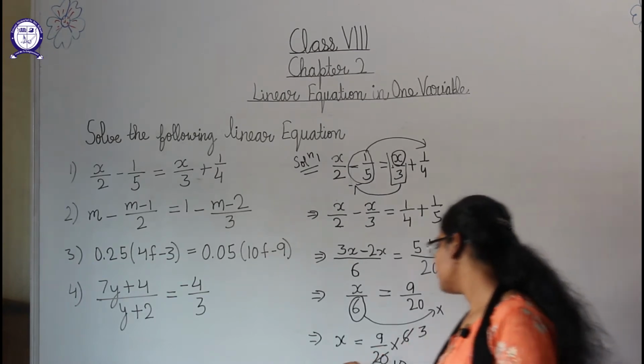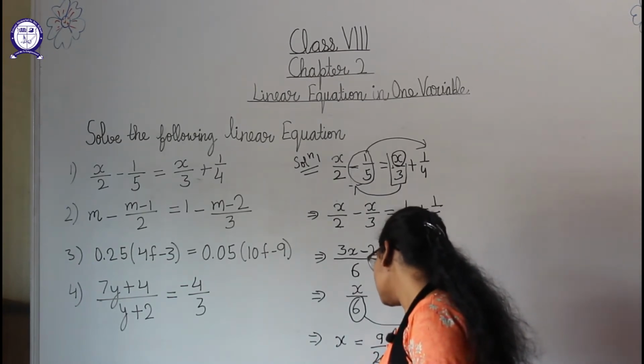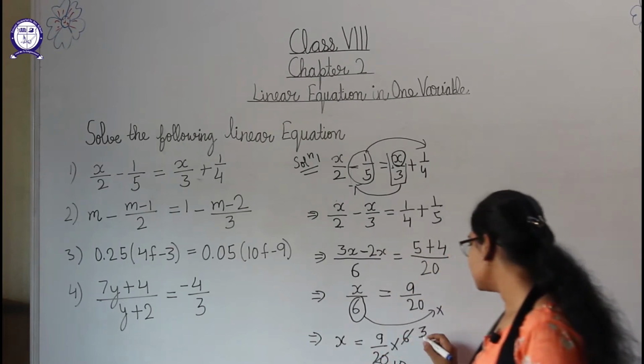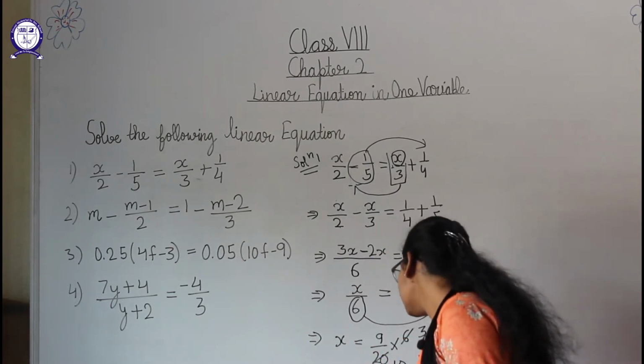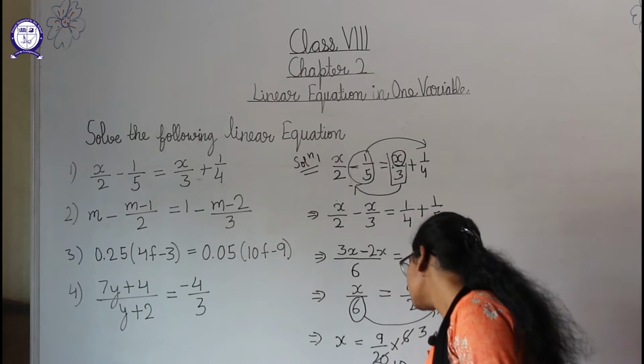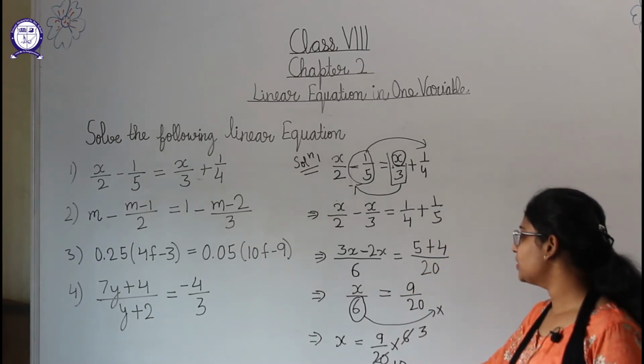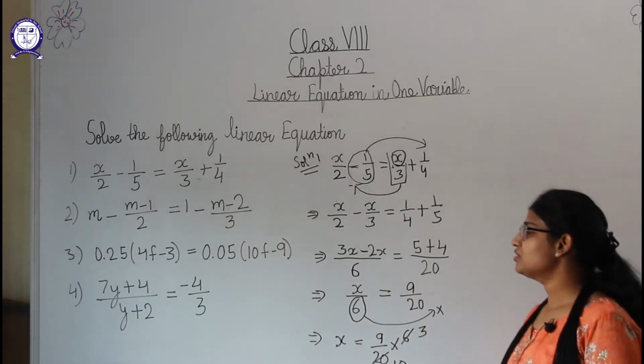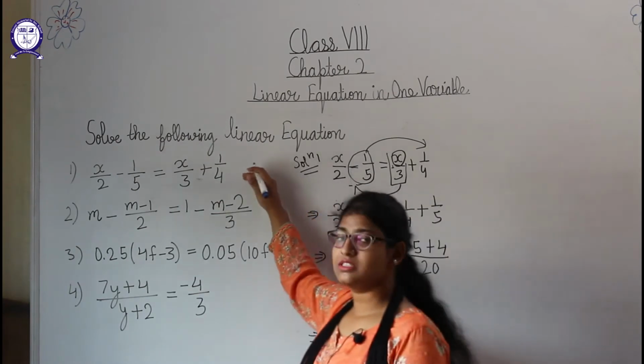No. So we will calculate the values. Here x will be equal to 9 threes are 27 and the denominator is 10. So the value of x comes out to be 27 by 10. So students, you have to calculate like this.